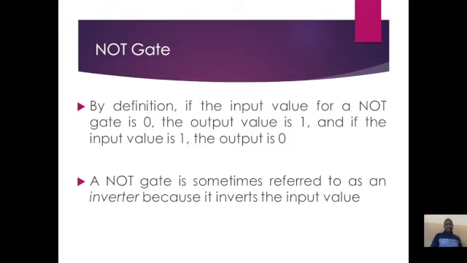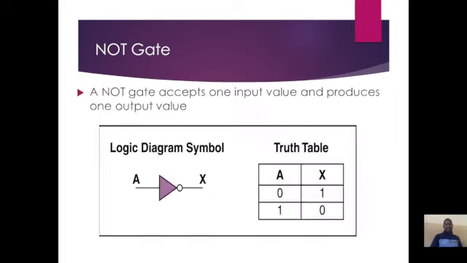Well, a NOT gate simply states that if the input is 0, then the output is 1, or if the input is 1, then the output is 0. And this is the only gate that has one input and one output. And so that's a symbolic representation of a NOT gate.